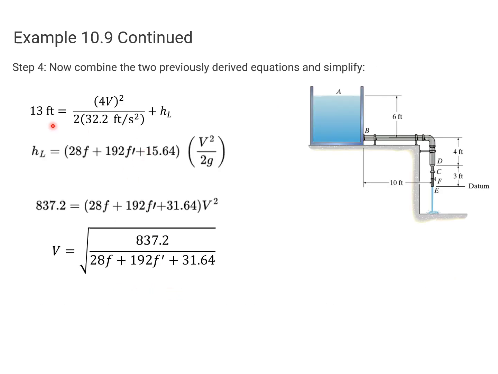So now we have the two equations we found. This equation, we found that equation. So we can substitute the H of L value from up here and write a single equation. And we can solve this for V. It's a function of F and F prime.